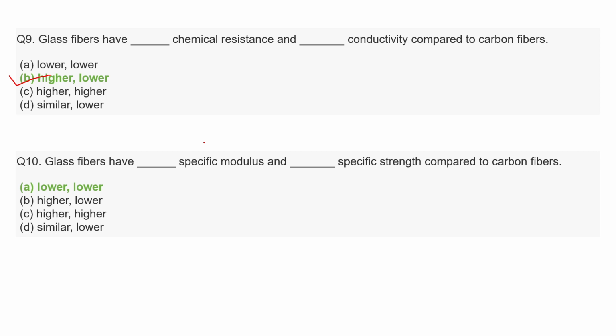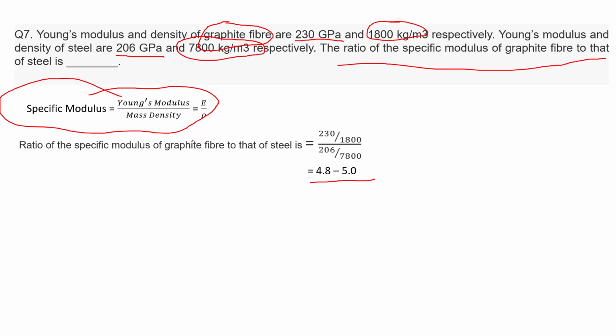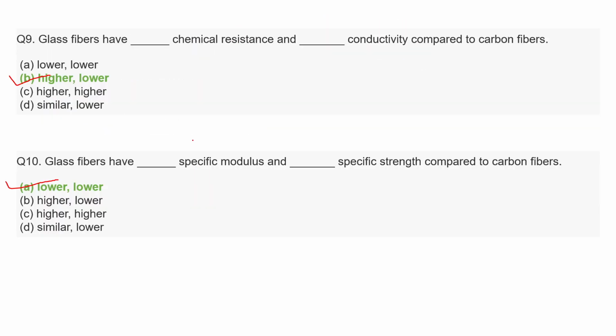Question number 10 says that glass fibers have dash specific modulus and dash specific strength compared to carbon fiber. So the glass fiber has both lower specific modulus and lower specific strength compared to carbon fiber, as you can already see in this table where we talked about different properties. The carbon fiber properties are very much higher than those of glass fiber. Also, from these properties, according to our final application, we can choose which type of fibers to be used.